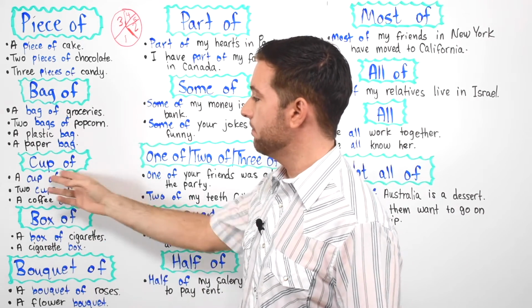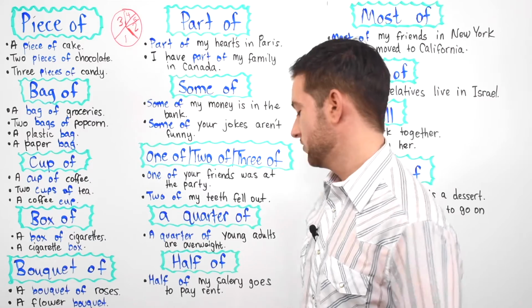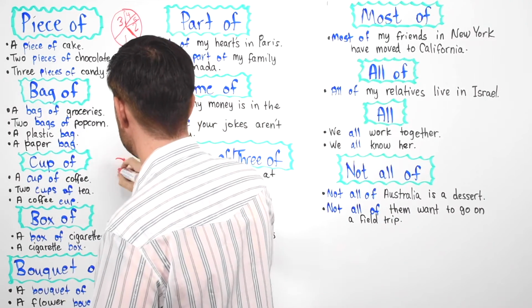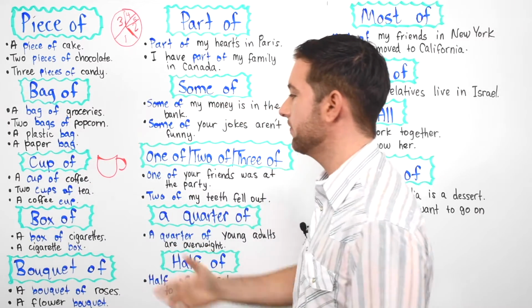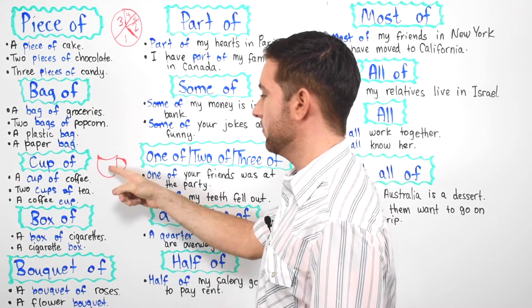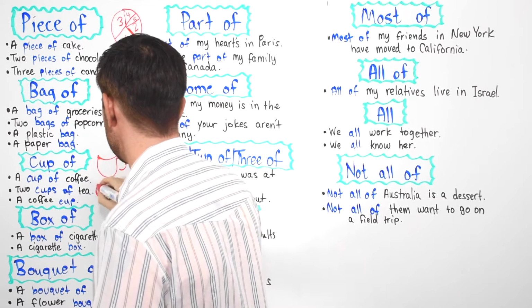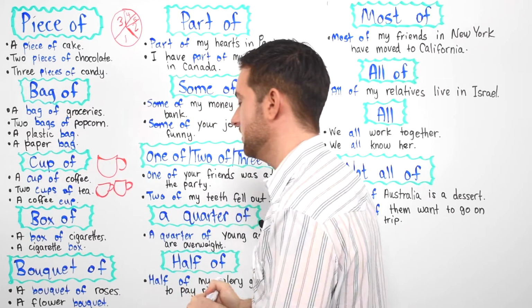Next we have cup of. Okay, a cup of coffee. So you know what a cup is. A cup is just something that you drink out of. Okay, for example, this is a cup. Okay, a cup of coffee, two cups of tea. So you have one cup of coffee here, and then you can have two cups of coffee or two cups of tea.